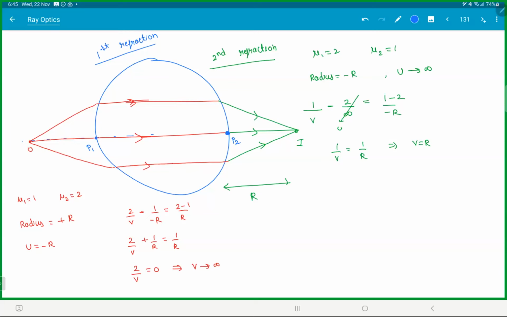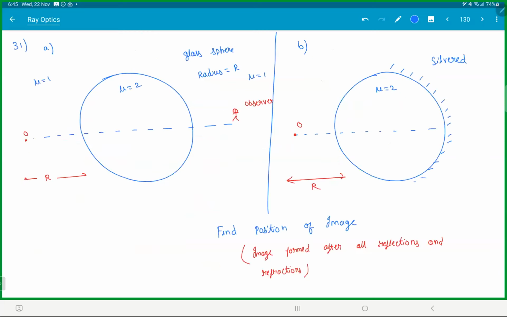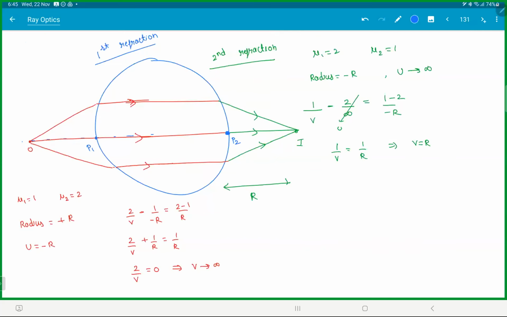Clear, everyone? Now can you do the second part? What if you have the right side is silvered? Same question, the right side is silvered. Now what? Try, I'll give you another 2 minutes. So first part is already done actually. So half of the problem we already did. So you silver this right side. Find the final image.